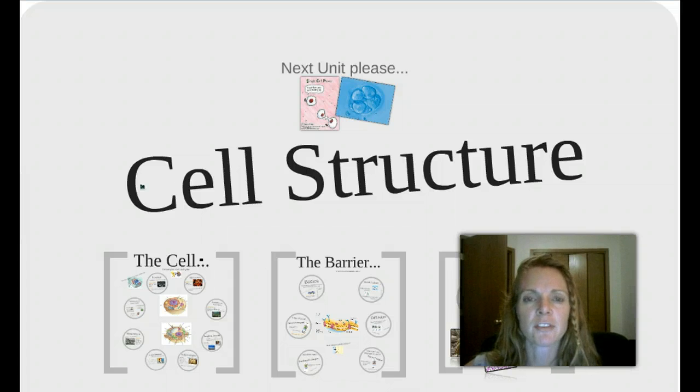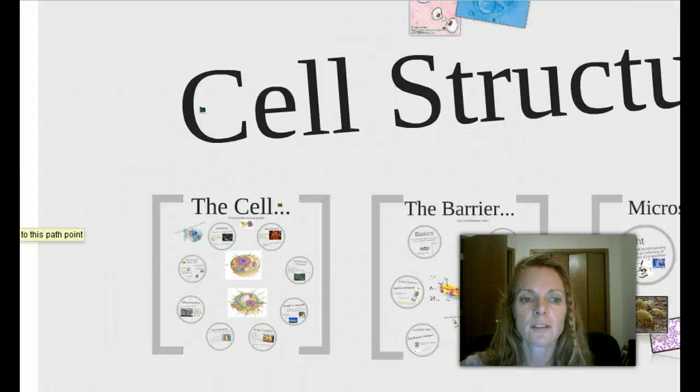We're going to talk about the cell now. There's a lot of stuff when we go into that, so be prepared to really learn a lot about the cell. So let's go dig deeper. We already went over microscopes. The next section will be the barrier. So let's talk about the cell.